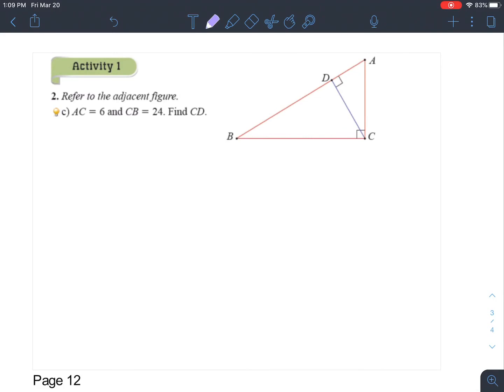All right, here's another one. Once again, pause the video, try it on your own, and when you are done, start it up, and I will show you how to solve it.